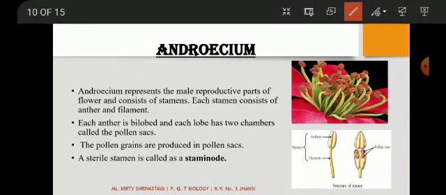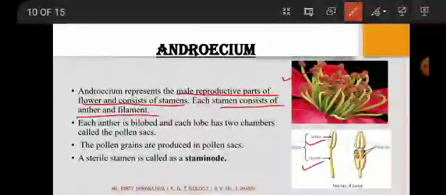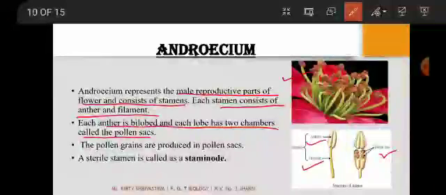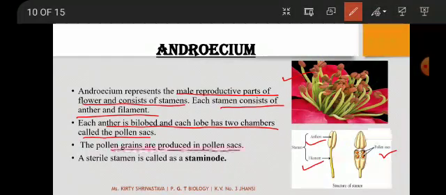We shall now learn some scientific terms to describe the androecium, which represents the male reproductive part of the flower and consists of stamens. Each stamen consists of an anther and a filament. Each anther is bilobed and each lobe has two chambers called the pollen sacs. The pollen grains are produced in the pollen sacs. If a stamen is sterile, it is called a staminode.